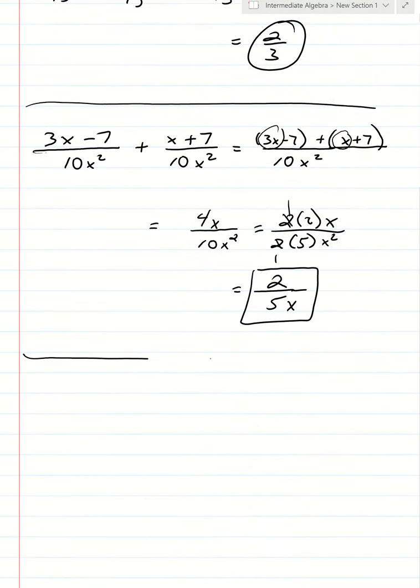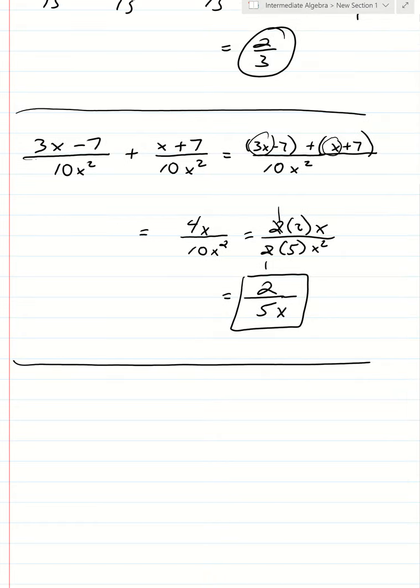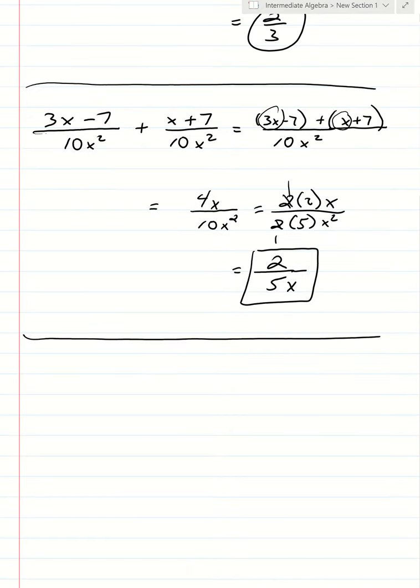Let's try another one. Let's say we have 3x plus 5 over 4x, minus 7 over 4x, plus 2 minus x over 4x.